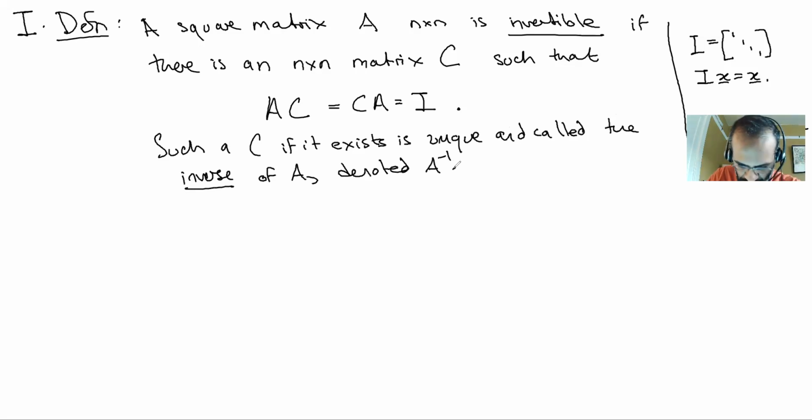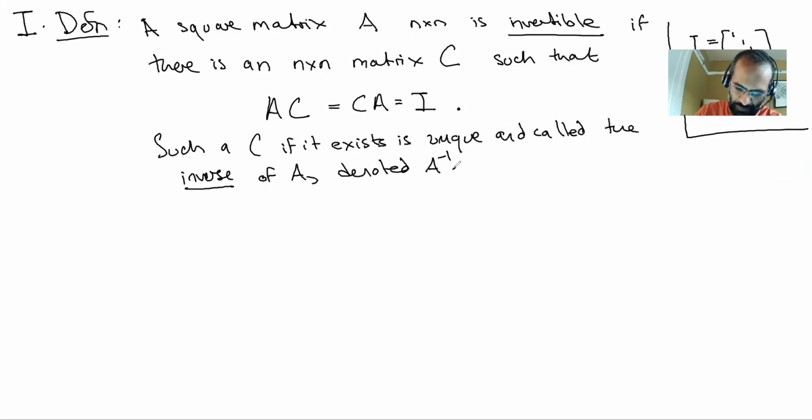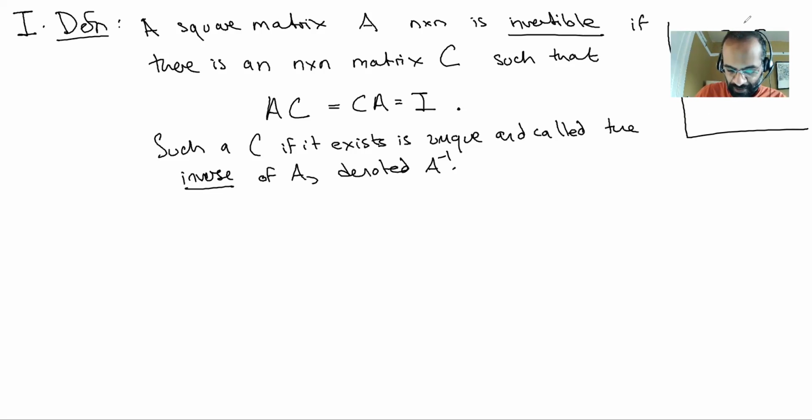Algebraically, this looks similar to what we mean when we talk about the inverse of a number. The inverse of 3 is 1/3, right? That's a number because 3 times 1/3 is 1. So multiplying by 1/3 undoes the action of multiplying by 3. This is the analogous concept for a matrix. Multiplying by C undoes the action of multiplying by A. A times C is equal to identity.